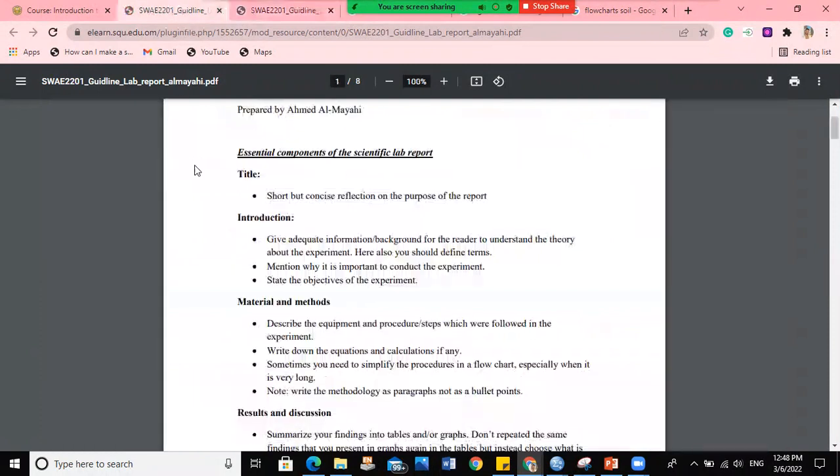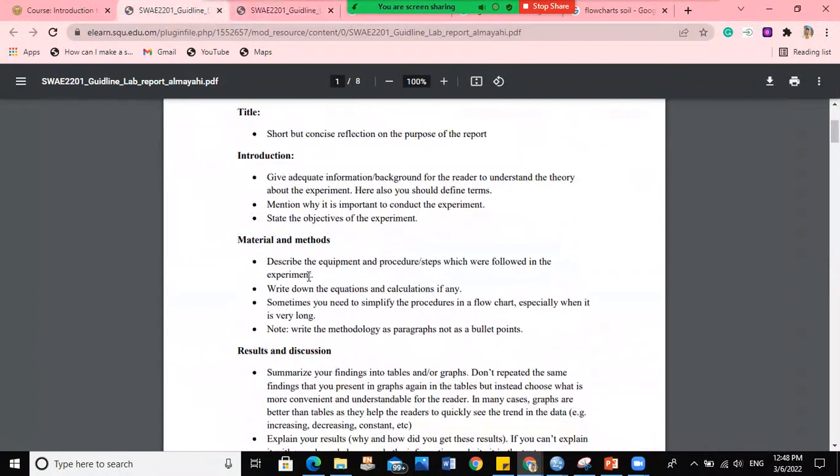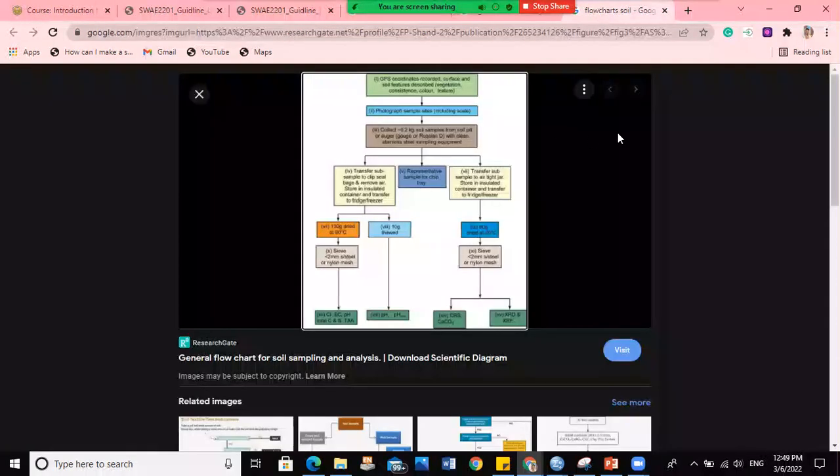Next, we talk about the second section, which is material and method. The material and method describes how the experiment was done. So you should demonstrate what instrument you have used there. You should also show the calculations if you have done any, the equations that you use, and sometimes you need to summarize it into a flow chart, something like this. Sometimes you can have the method in a flow chart: this is the first step, second step, third step, and so on.